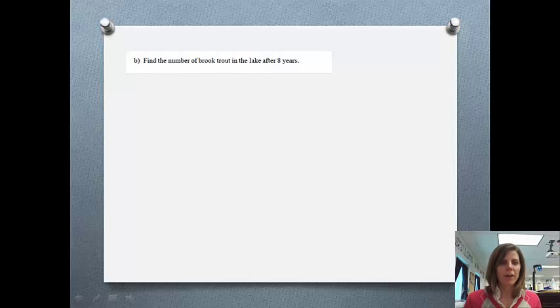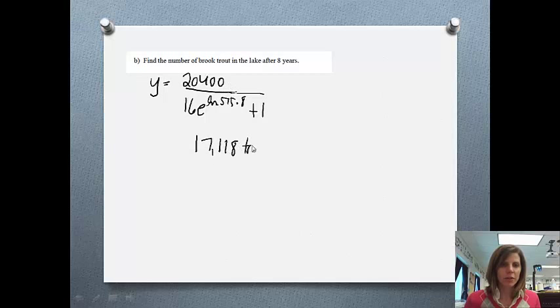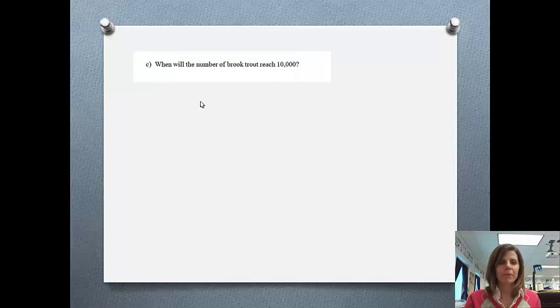Part B: find the number of brook trout in the lake after 8 years. We already know the formula is y equals 20,400 over 16e to the ln 0.575 t, and this time we let t be 8, plus 1. When I plug in 8, I get 17,118 trout. This time I decided not to round to 3 places because you can't have a part of a trout.